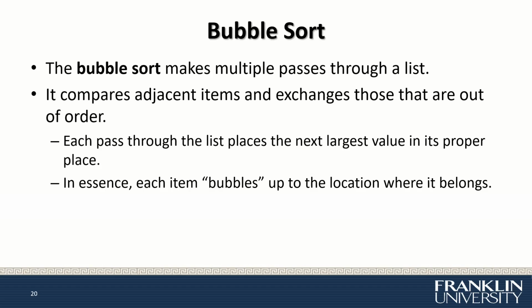The first sorting algorithm we're going to look at is bubble sort. With bubble sort, it will make multiple passes through a list. It will compare the adjacent items, the ones next to each other, and exchange them if they are out of order. So what's happening is each pass through the list, it will place the next largest value in a proper location. In essence, each item bubbles up to the location where it belongs.